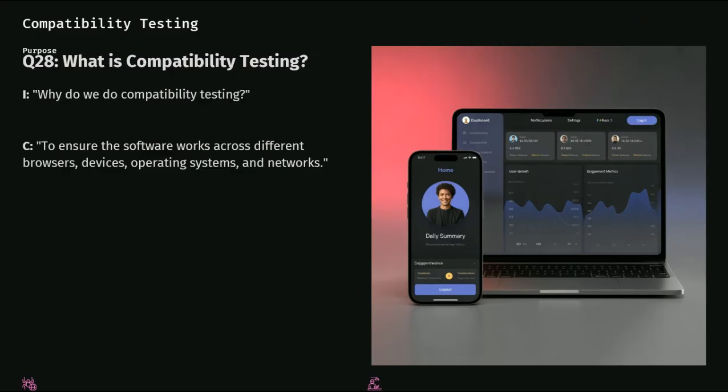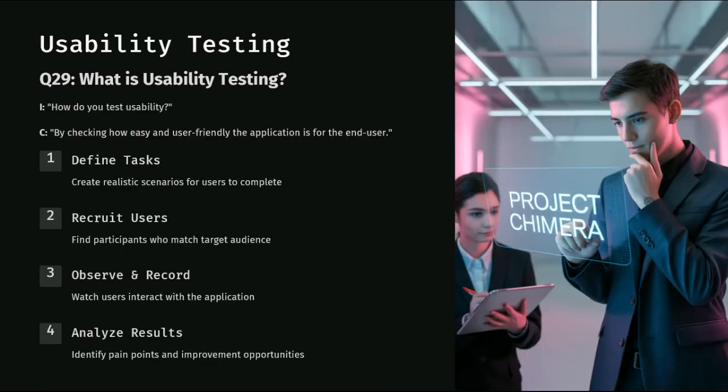Next is, what is compatibility testing? To ensure the software works across different browsers, devices, operating systems and networks. Question number 29. What is usability testing, or how do you test usability? By checking how easy and user friendly the application is for the end user. So define task, recruit users, observe and record, and then analyze the results.